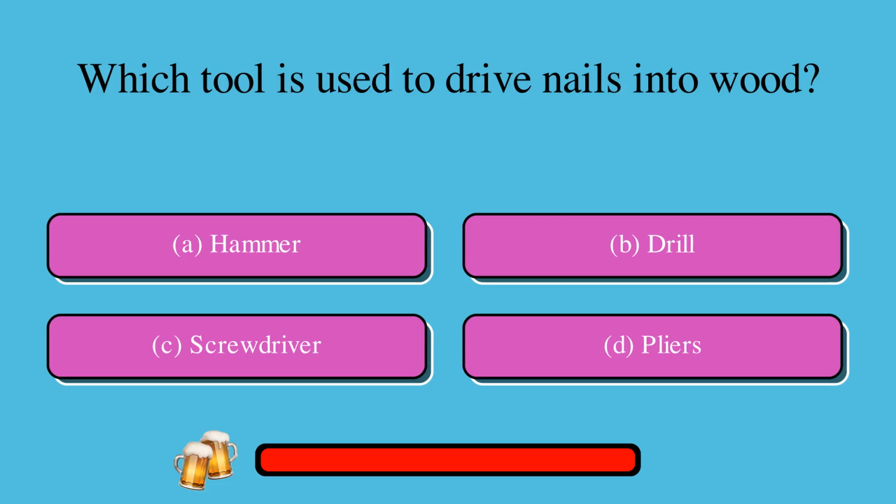Which tool is used to drive nails into wood? A. Hammer, or B. Drill, or C. Screwdriver, or D. Pliers? The correct answer is A. Hammer.